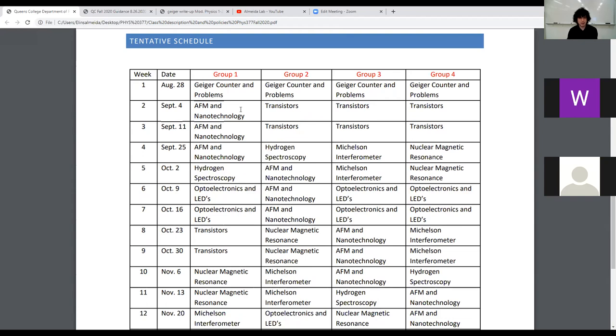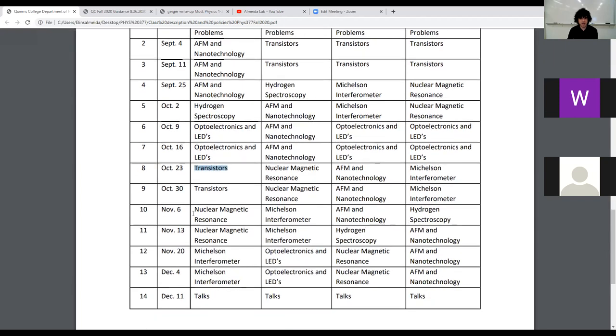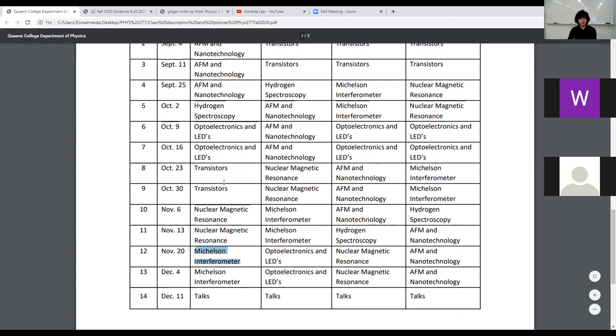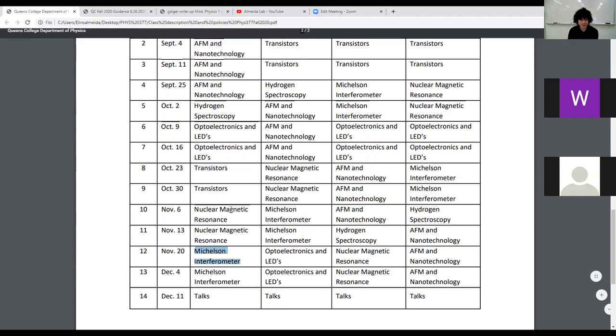There is an experiment in hydrogen spectroscopy, where we will reveal the Bohr model, the atomic model. There is an experiment in optoelectronics and light emitting diodes. There's also an experiment in semiconductors and transistors. We have an NMR, nuclear magnetic resonance experiment as well. And later on, we will build a microstrain interferometer. At least this group one will build a microstrain interferometer.